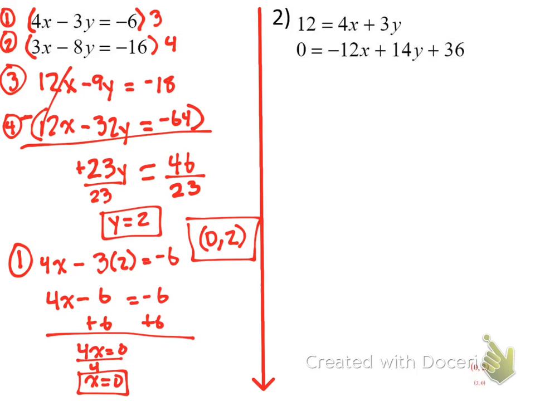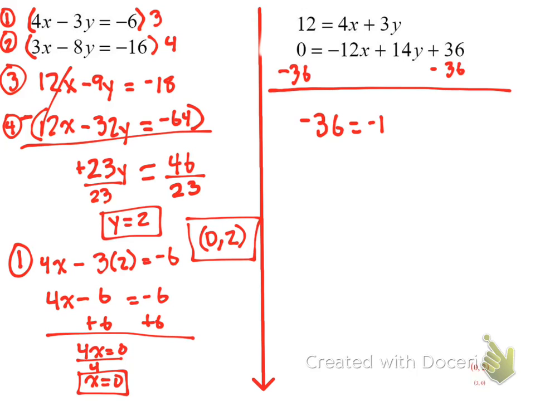So what I'm going to do is leave equation 1 as is, okay? But I want to take equation 2 and move this 36 over to the opposite side. The way I do that is I subtract 36 from both sides. And when I do that, I get negative 36 is equal to negative 12x plus 14y. Okay? This is equation 2. I just rewrote equation 2.